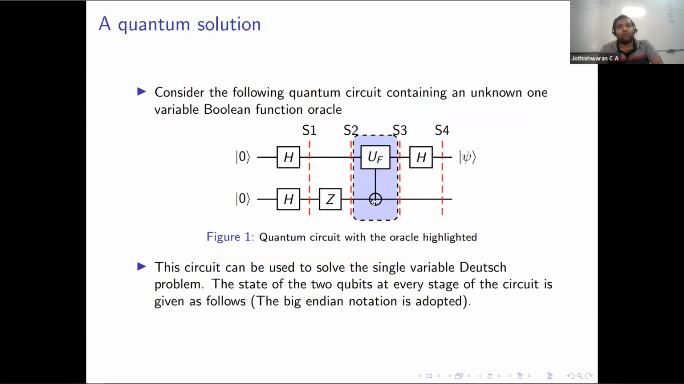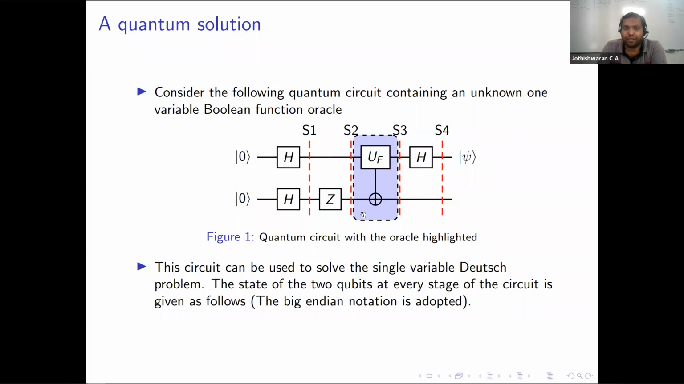So now we shall consider what we call the quantum solution and see what is going to happen here. So this is the quantum circuit. The highlighted region refers to my single qubit Boolean function oracle, which is why the bundle has been replaced by a single wire.